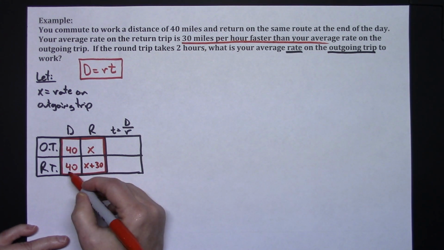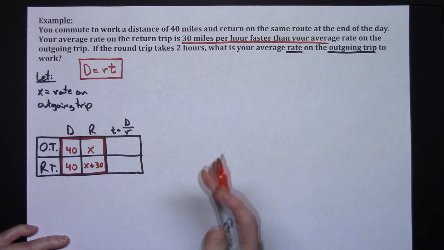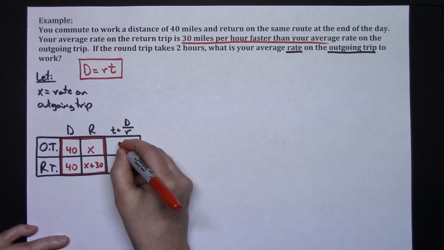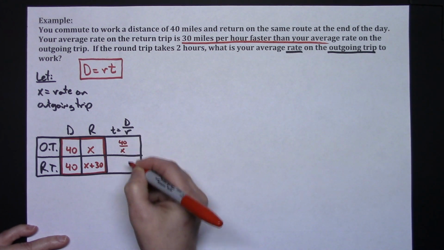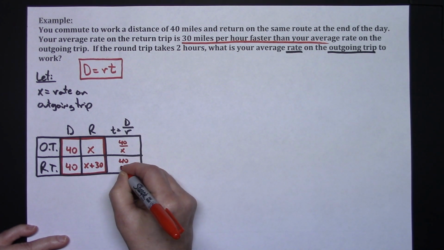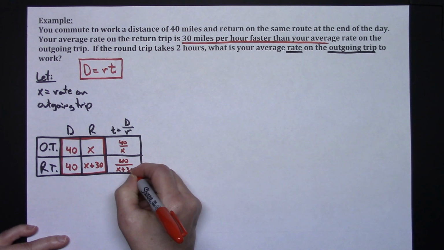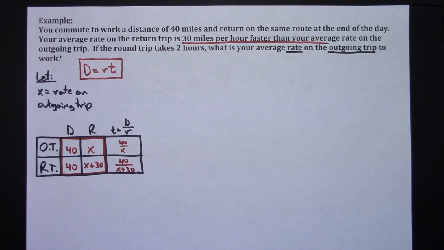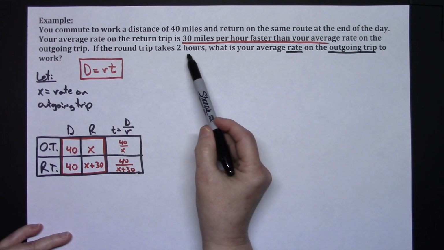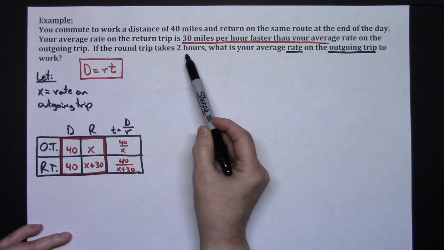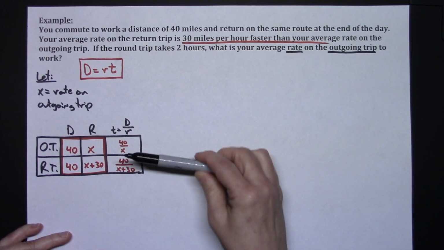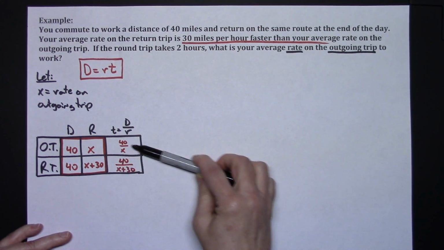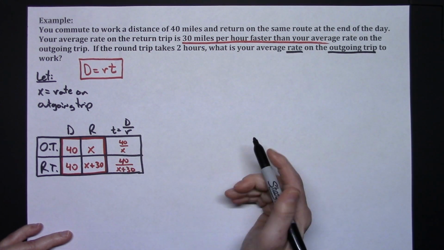So these 4 boxes are the main boxes that you fill in with information from your story problem. Now, I'm just going to take the distance divided by the rate. So here, I'm going to have 40 over x, and here, I'm going to have 40 over x plus 30. I'm going to use these two to write my equation. Now it says if the round trip takes 2 hours, what's your average rate on the outgoing trip? So outgoing and return takes a total of 2 hours, which means I've got to add these 2 rational expressions here.